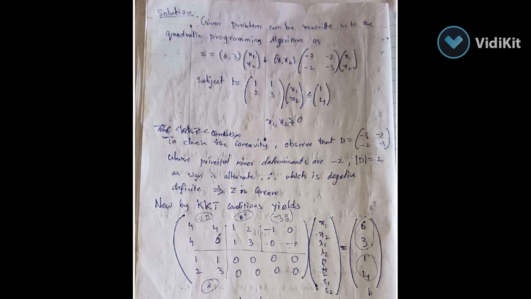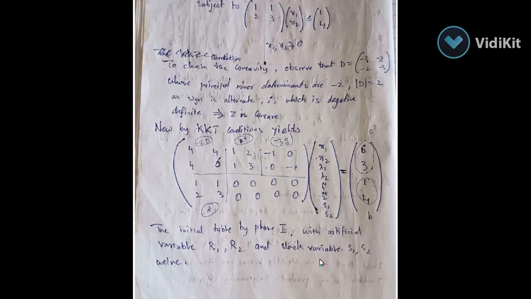So S1, S2, because the constraints are 2, therefore the slack variables are 2, and here the C transpose, and this is nothing but B. So we'll put it in the standard form. Now go for applying the KKT conditions and form the phase one method, right? So as usual, we'll put all those things.